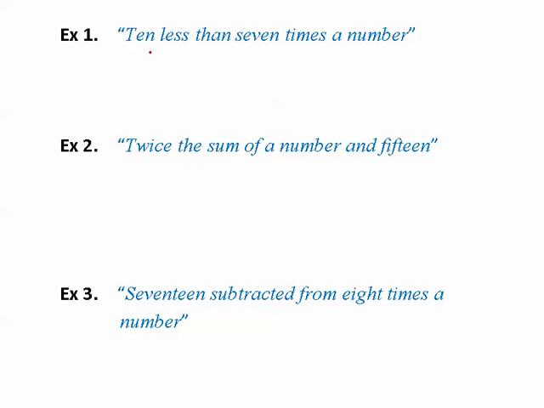Alright, example 1, it says 10 less than 7 times a number. A very important key word is the word than. Than is a key indicator word that will tell you to change the order of the terms. What do I mean by that? Well, 10 less than 7 times a number. In the verbal expression, 10 comes first, but because of the word than, we change the order. So that 10 has to go on the end.